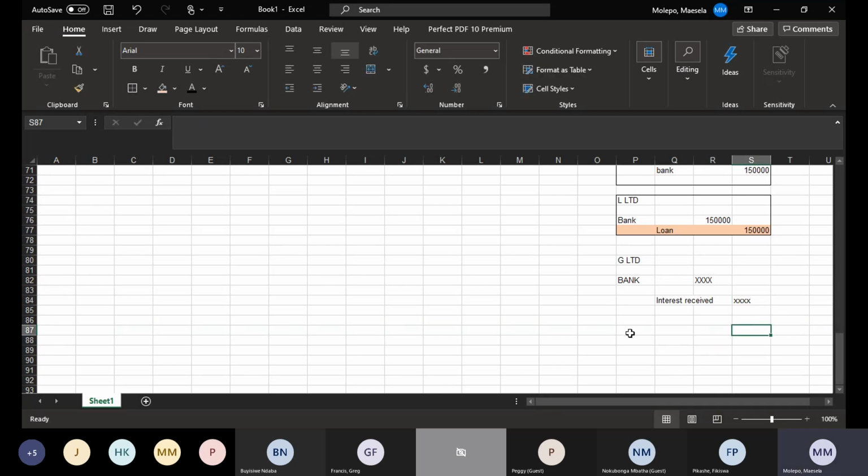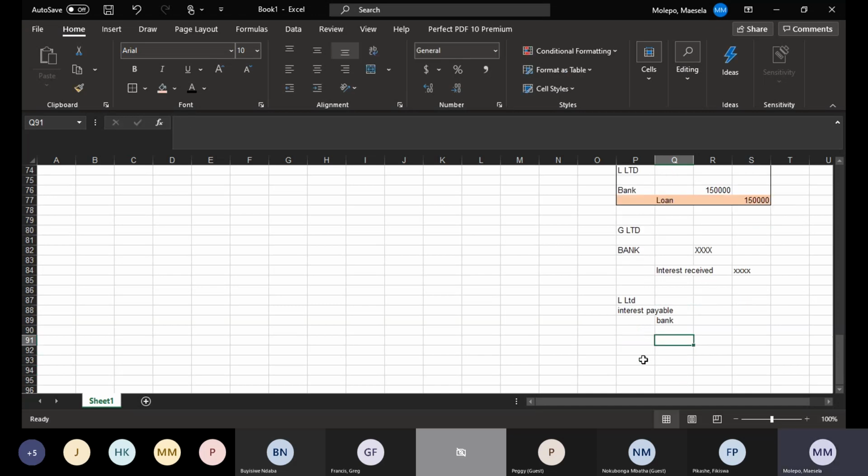And then on the journal of L Limited alone, he will have interest payable. And then on the credit side, you will be paying those interests via the bank. So now let's calculate the amount which must be charged as those interests.